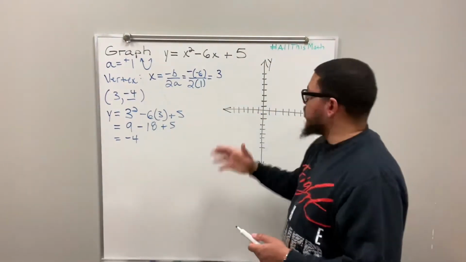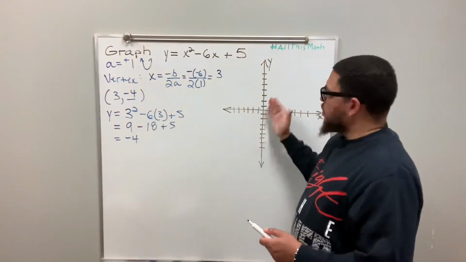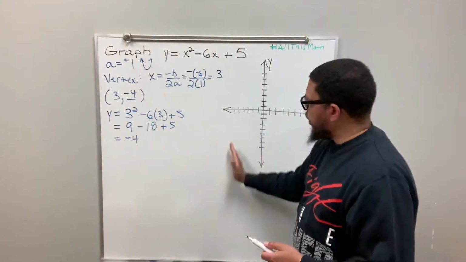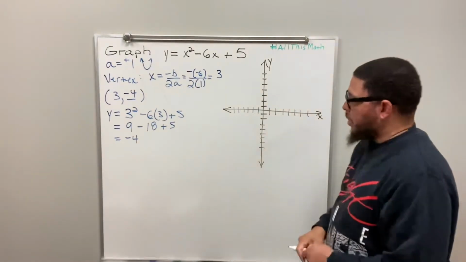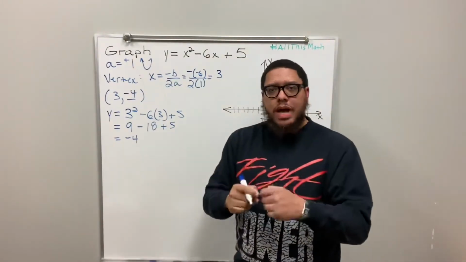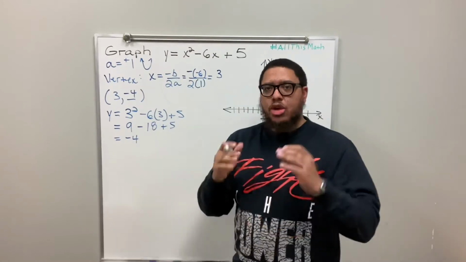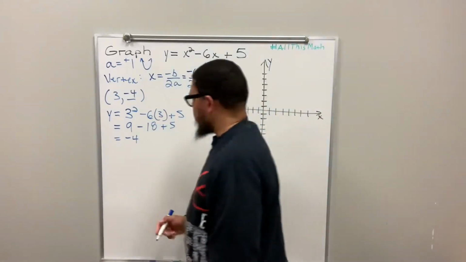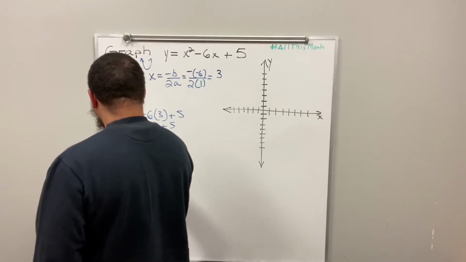Sometimes the axis of symmetry is the y-axis, so that means you don't have to draw one. Sometimes it's not. Sometimes it could be something over here, or something all the way over here. But the axis of symmetry is just the vertical line that goes through the vertex. So I like to just call it AOS, axis of symmetry.